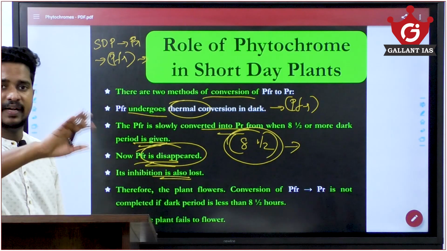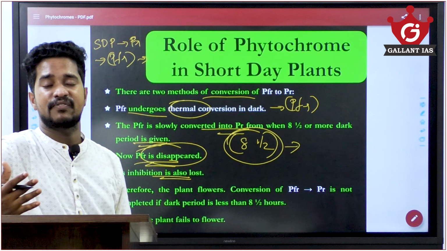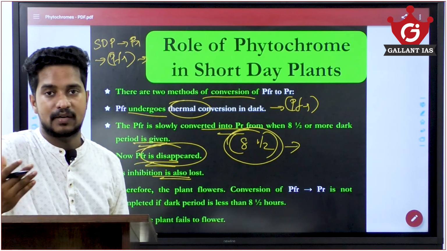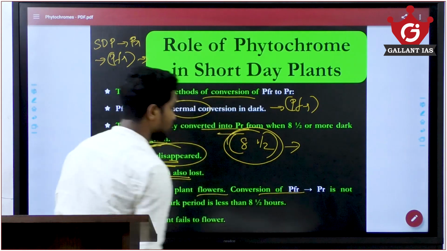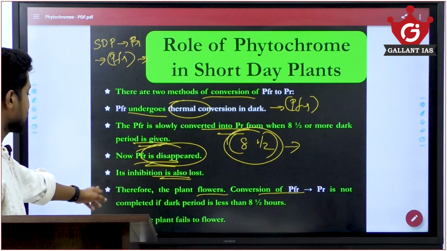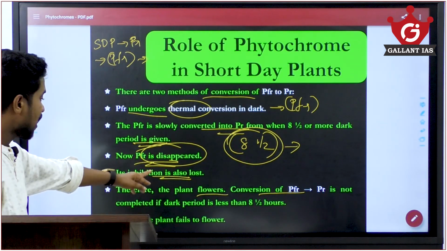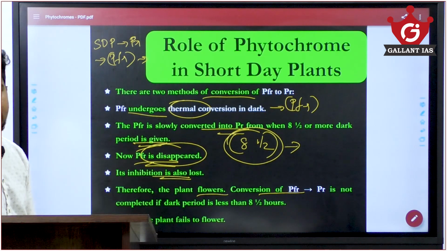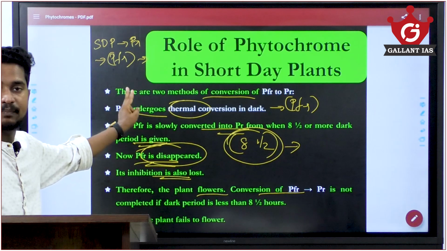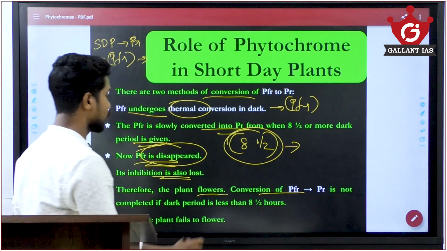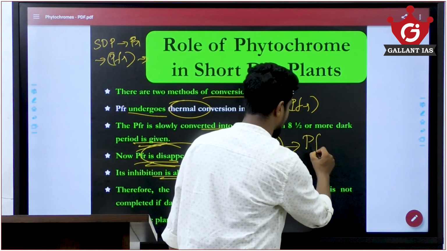So PFR has disappeared. If PFR has disappeared, its inhibition is also lost. Therefore, the plant flowers. Conversion of PFR to PR is not completed if the dark period is less than 8 and a half hours. This is also important, for the complete conversion of PFR to PR.